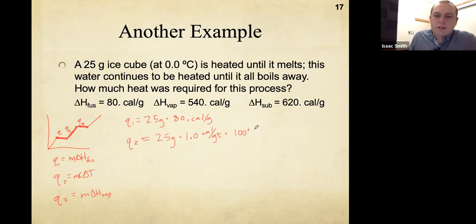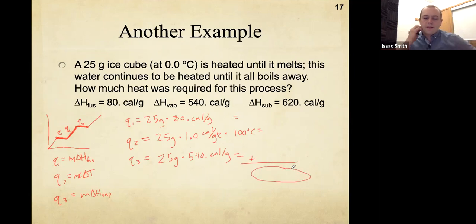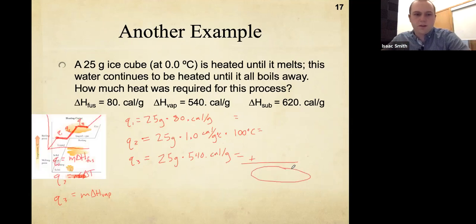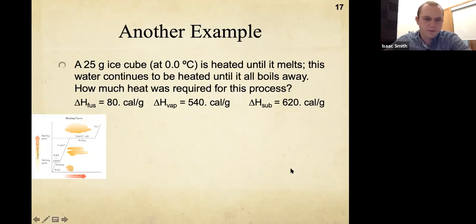We're going from 0 to 100 degrees Celsius, so that's a change of 100 degrees Celsius. And then we have Q3, which is 25 grams times the heat of vaporization, which is 540 calories per gram. Okay, so you're gonna run through all these, get an answer, and then add them together for your final answer here, okay? So let's walk through it with the slides here.